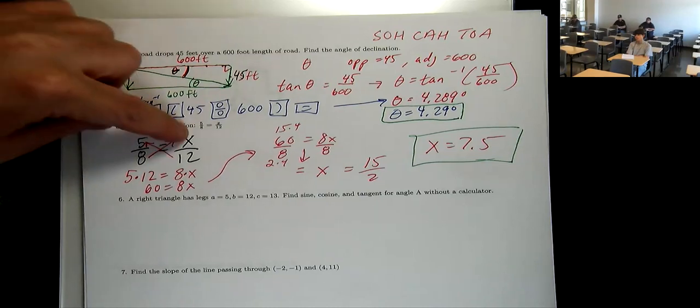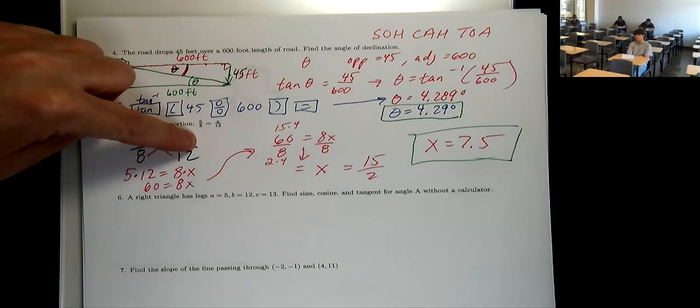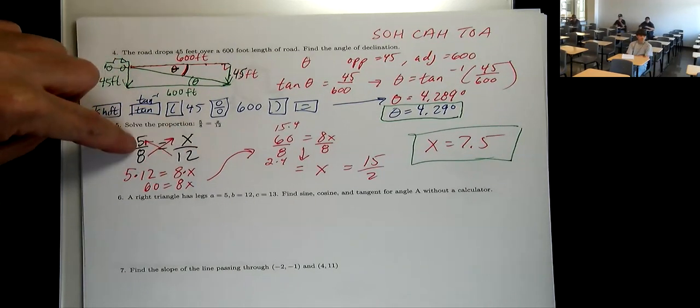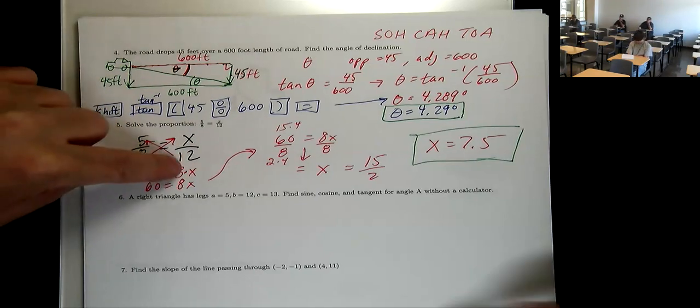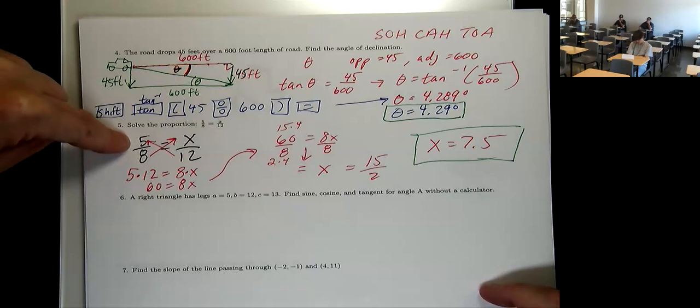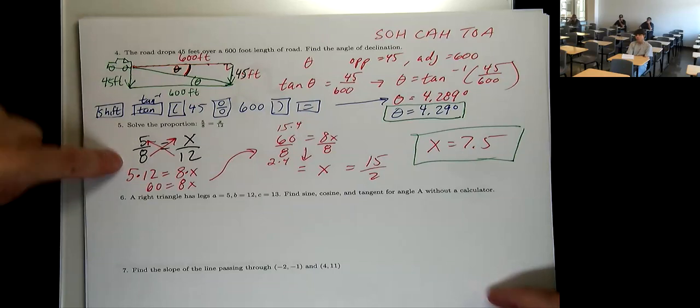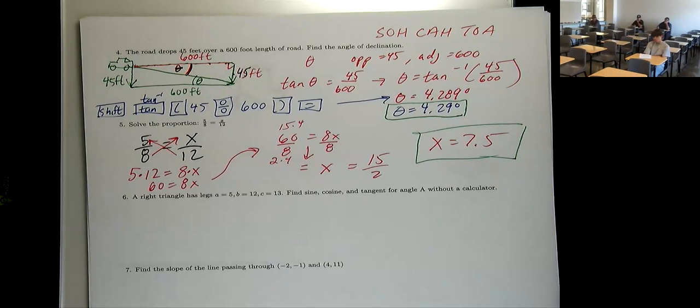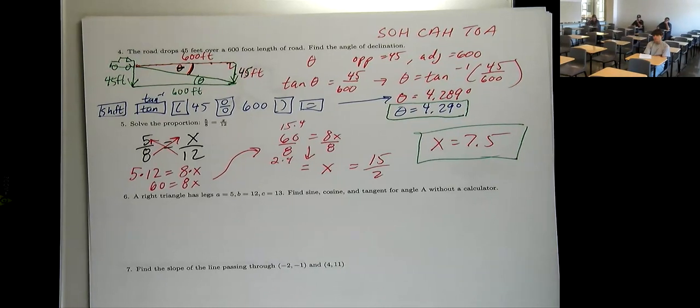Now, if the X is on top, you don't actually need to do the full cross multiplying. I could have just multiplied by 12. And if I'd done that, I would have had 12 times 5 on the top over here, which is 60 over 8. But the cross multiplying will make sure you don't mess anything up.